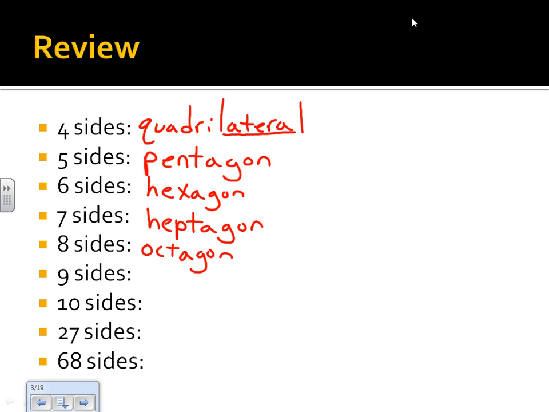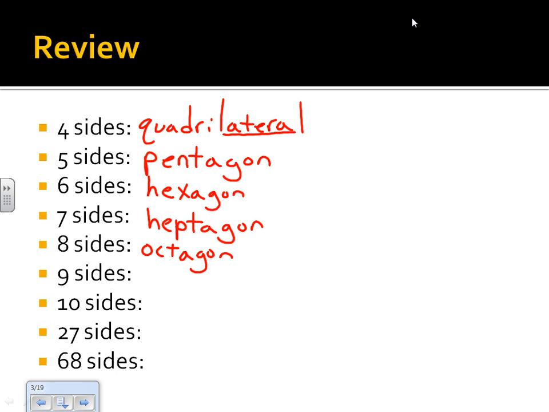Stop sign. What's that called if all the sides are equal and all the angles are equal? There's a special name. Equilateral and equiangular. If it's both of those, we call it something special. If it's both equilateral and equiangular, we call it regular. Regular. So the stop sign is regular.